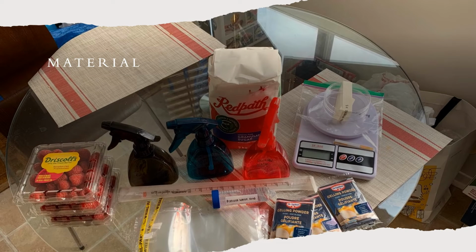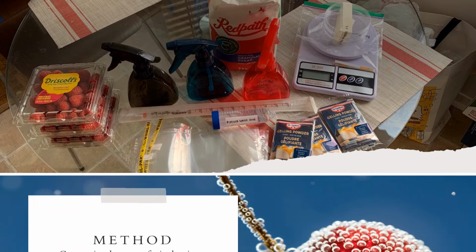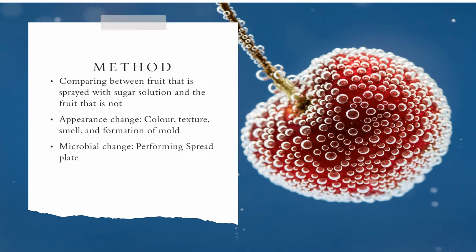So for the experiment, we chose raspberry as our sample. We have sugar, container for sugar solution, balance, petri dishes, spreader, pipette, sterile bag, gelatin powder, and extract. To determine the effectiveness of sugar, we will compare the fruit that is sprayed with sugar solution and the fruit that is not. There are two categories for comparing, appearance change and microbial change. In appearance change, we will compare the color, the texture, the smell, and the formation of mold on the fruit. And for the microbial change, we perform spread plates on the homemade agar.